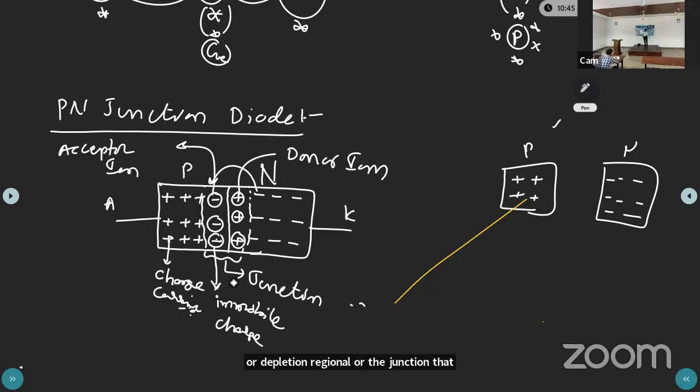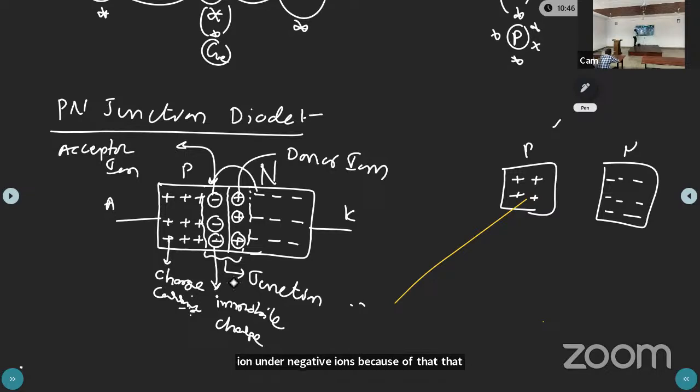Why is it called the diode? Di means two, and ode from ions. What are the two ions? Positive ion and negative ion. Because of that, the construction is called the PN junction diode.